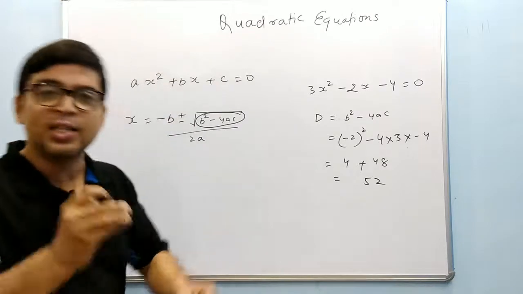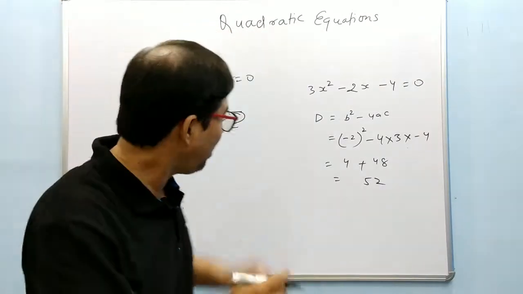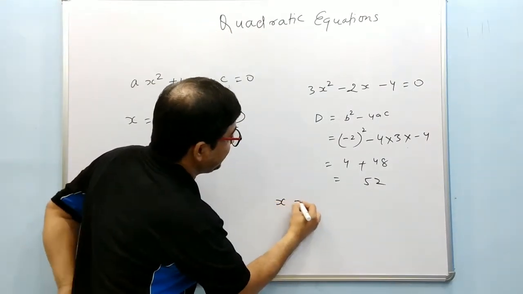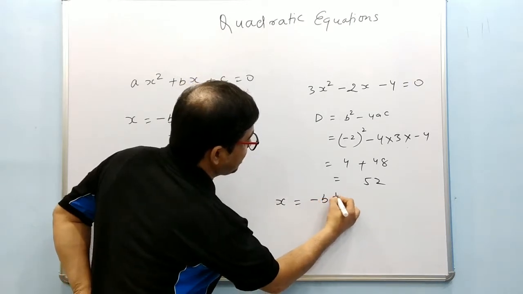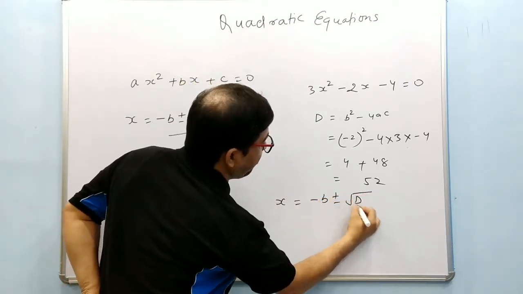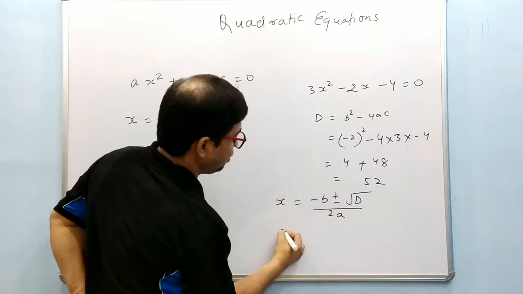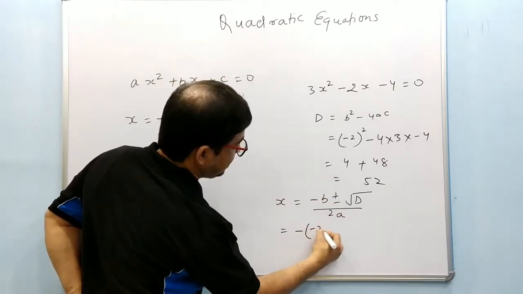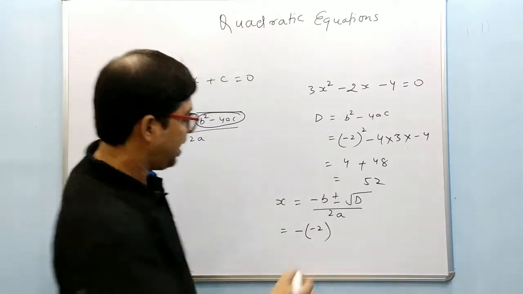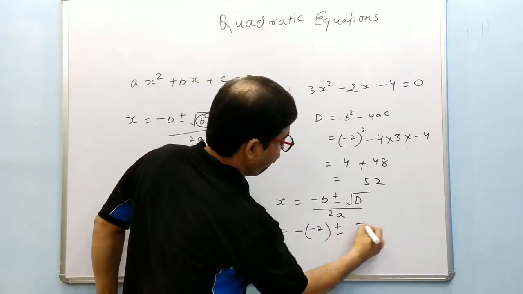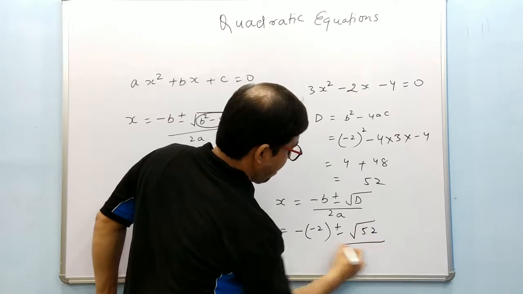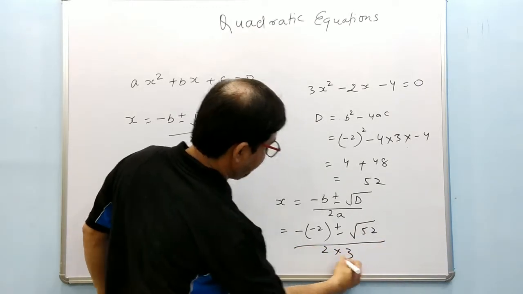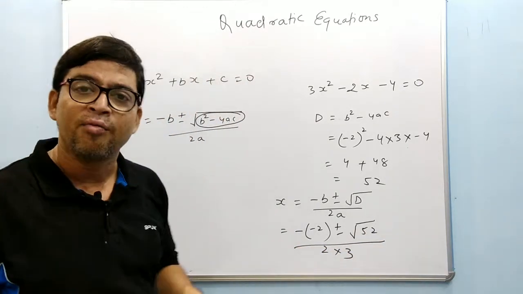So we can get the value of the roots. We know x is equal to minus b plus minus root under D by 2a. So it is coming out to be minus b, which is minus 2, plus minus under root 52 by 2a, that is 2 into 3. So we got the value of the variable.